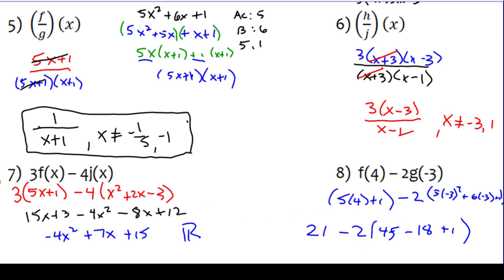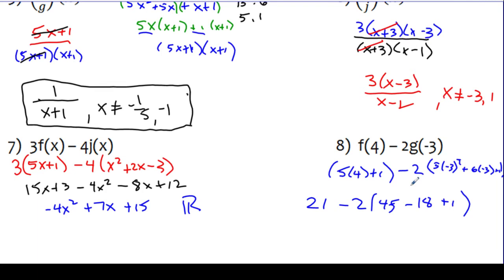I need to simplify the second expression. I'm going to say 45 minus 18. 45 minus 18 looks like 29. Okay, 45 minus 18, 27. Sorry, 27 plus 1 is going to be 28. So this says 21 minus 2 times 28. All right, almost done. Well, this says 21 minus, well, 2 times 28 is 56. 21 minus 56 is negative 35. Right, so this is a problem where if you notice my answer is not an expression because I gave you specific values for x. There were no x's in my original problem, so there are not going to be any x's in my answer as well.